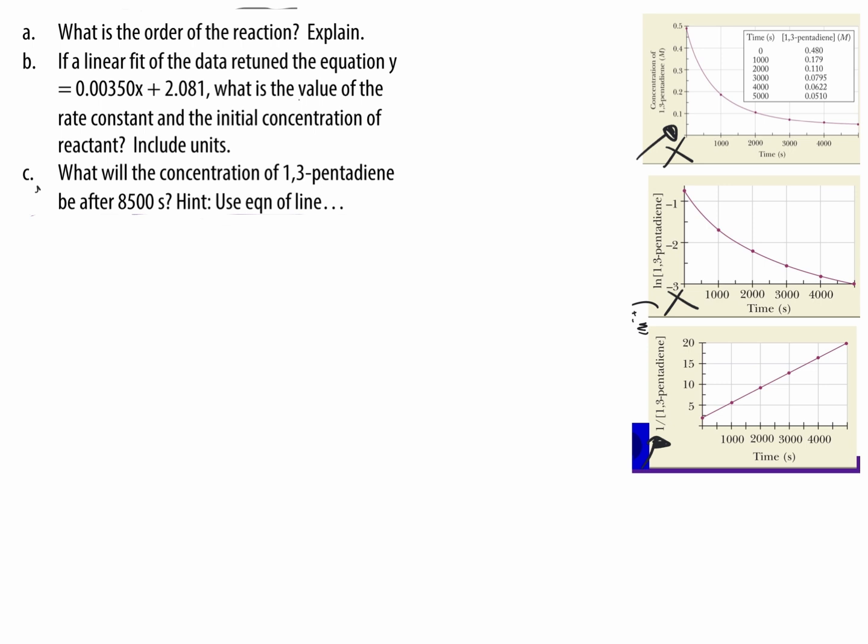So 1 over A versus t is linear, and that means it's a second order reaction. Whichever the linear plot is tells you the order. Next, if the linear fit of the data returned this equation, so that's the best fit line on this plot, with these parameters, what is the value of the rate constant and the initial concentration of the reactants, including units?